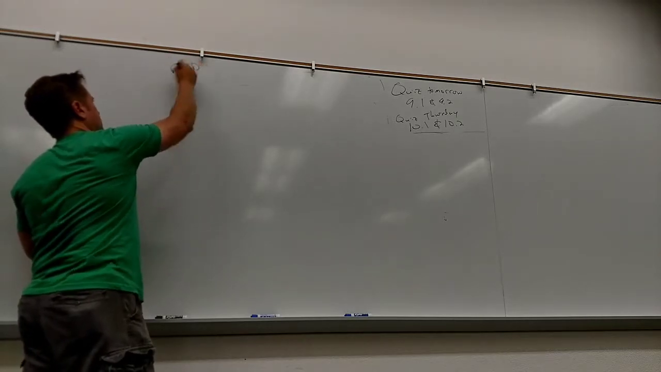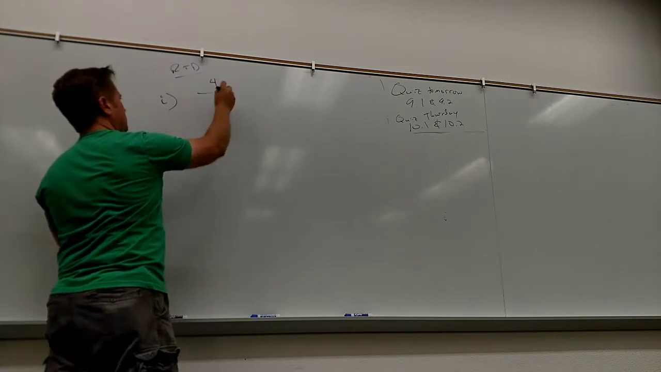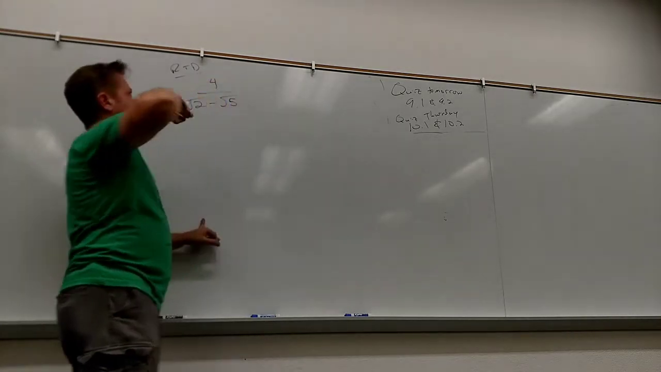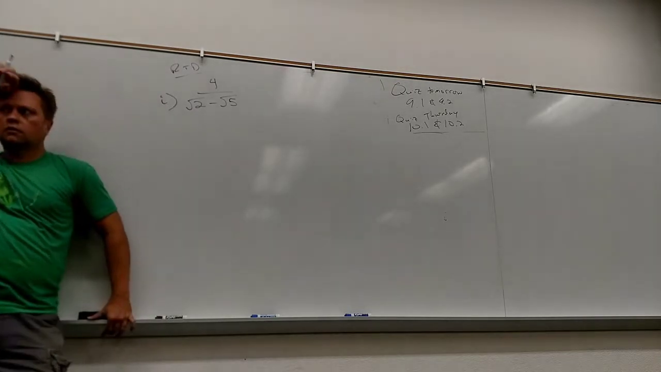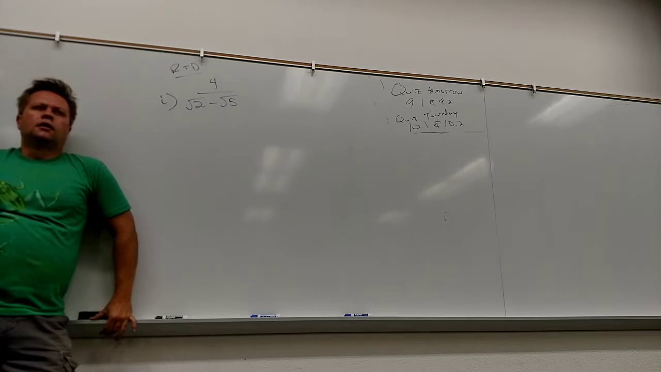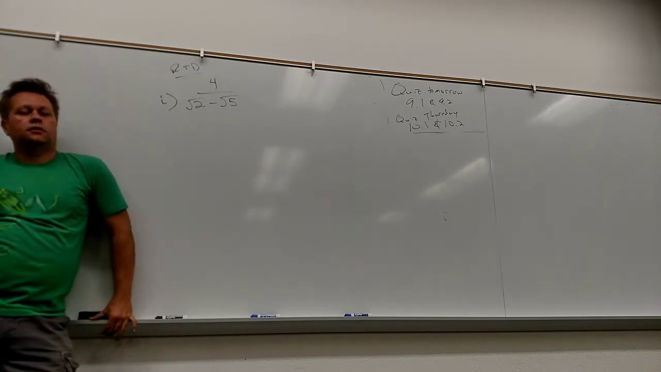So it still says rationalize the denominator. So what if I had this? Here's an interesting dilemma. Can you just multiply by the square root of 2 minus square root of 5? Let's try it.